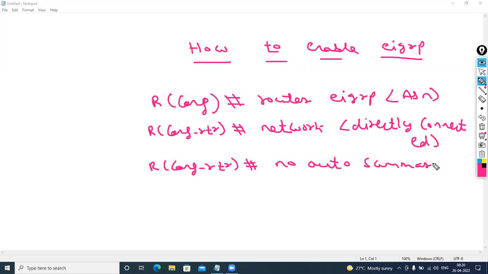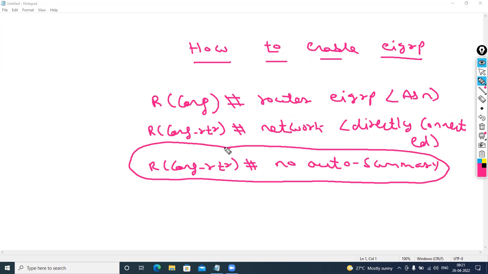So this no auto summary is by default disabled in Cisco IOS version 15.1. After IOS version 15.1, this is by default enabled on all Cisco routers. Yes, RTR means router. I'll show you in the lab. It will come as RTR. So after version 15.1, this is by default enabled.